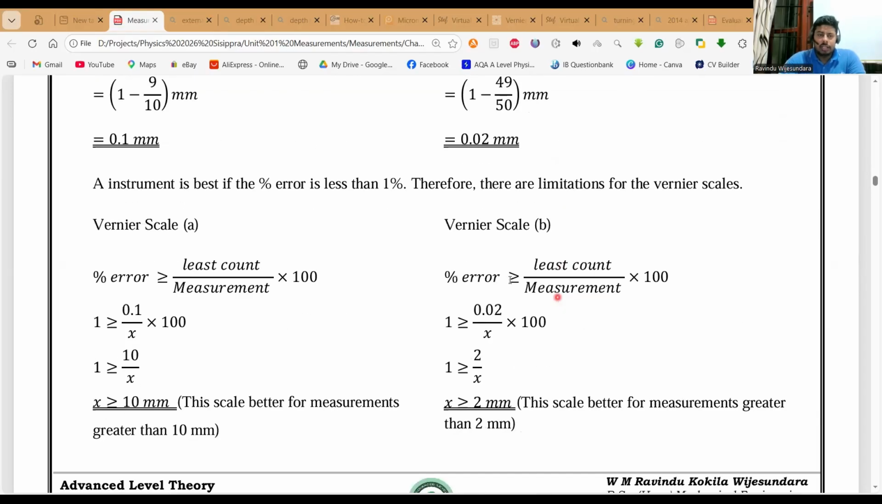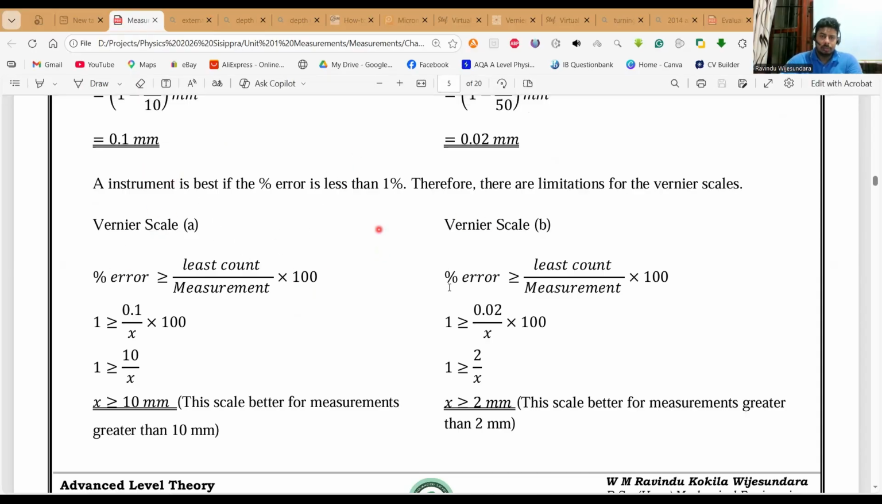So now if you go to calculate the percentage error, an instrument is best if the percentage error is less than 1%. Therefore, there are limitations of vernier scales. For any instrument to be better for a measurement, it must have an error less than 1%. The percentage error of the instrument must be less than 1%. So now if you calculate the percentage errors of the above two vernier calipers separately, then we can find the minimum measurement that can be taken from that one.